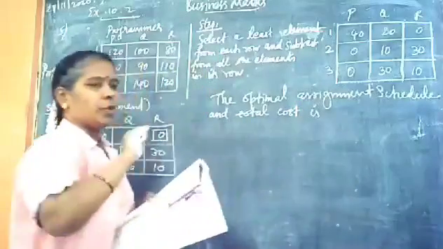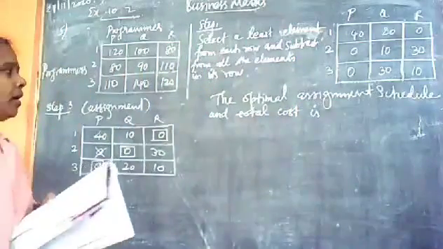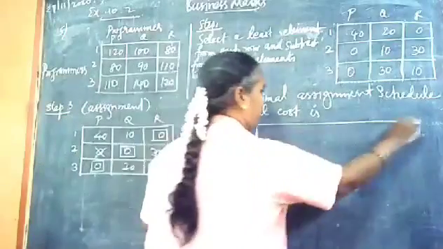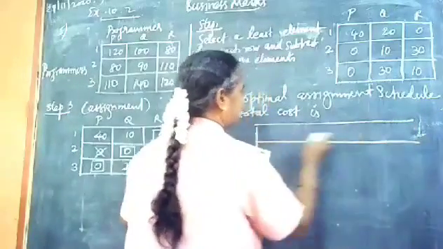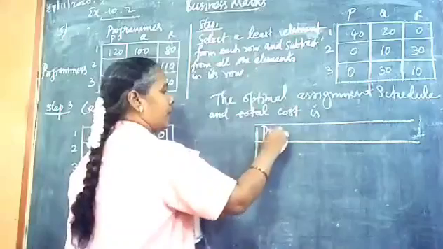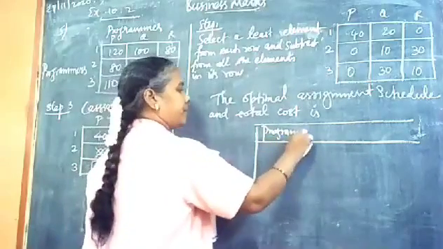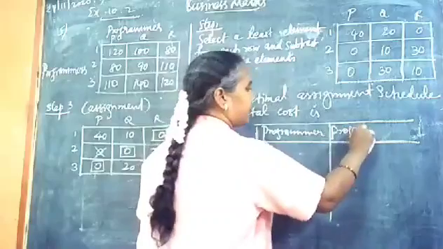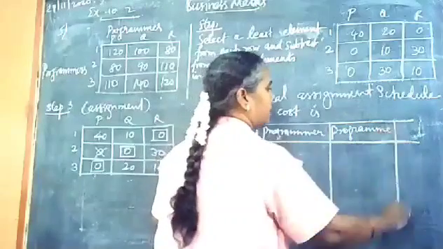Like the transportation problem we started earlier, instead it will come like this. So you are going to prepare a tabular column for your answer. What is the first heading? Programmer. Next is program. Next is cost.